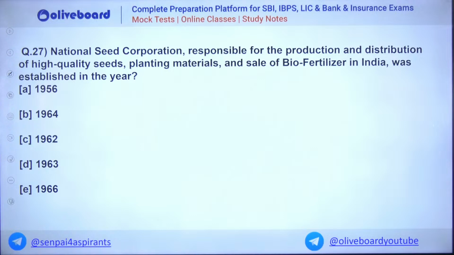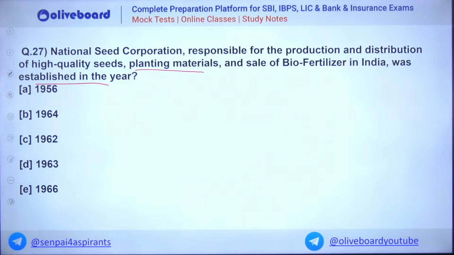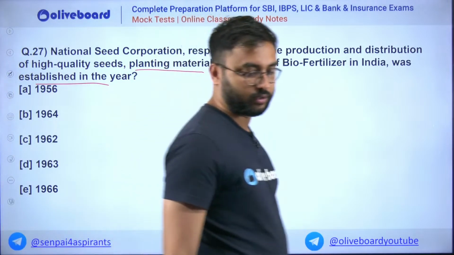National Seed Corporation, responsible for production and distribution of high quality seeds, planting material, sale of biofertilizers in India, was established in which of the following year? Very important question.